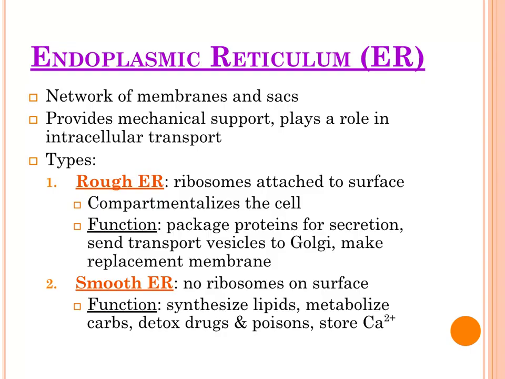The main function of the rough ER is to make proteins. That's why it has ribosomes. And those proteins are going to be sent generally to the Golgi and then out through vesicles to the cell membrane for exocytosis. So generally making proteins that are leaving the cell. It can also send other things. So if it receives something that needs to go either out of the cell or just somewhere else in the cell, it can package that up and send it to the Golgi.